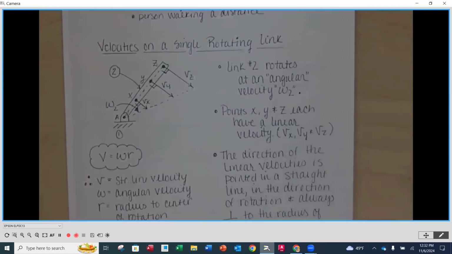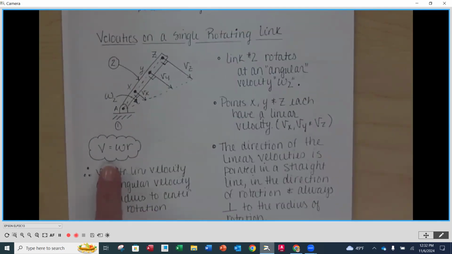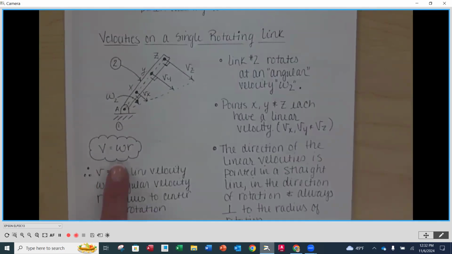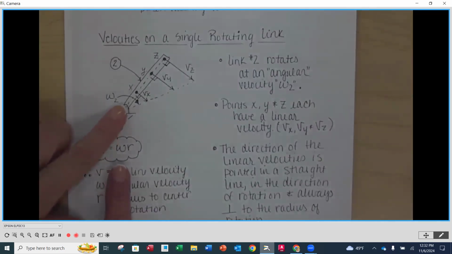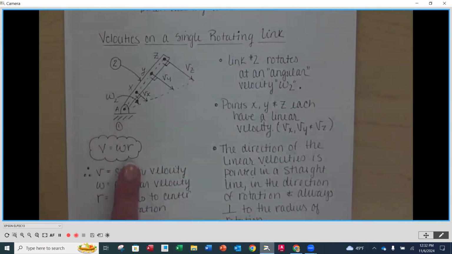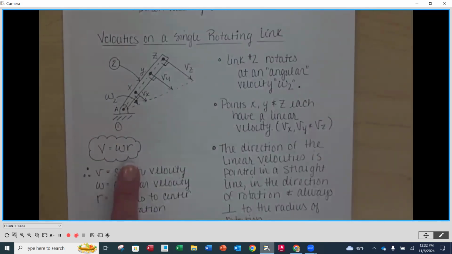Now, magnitudes. Notice that the length of the velocity at X is shorter than the velocity at Y, which is also shorter than the velocity at Z. This is because the magnitude of the velocity is equal to the rotational speed, W, the angular velocity, times its distance from the center of rotation.